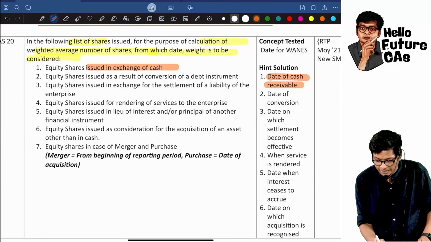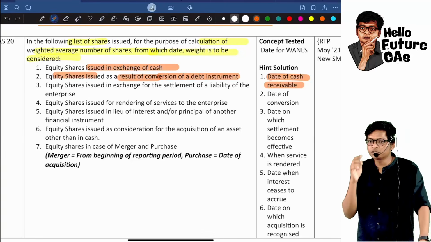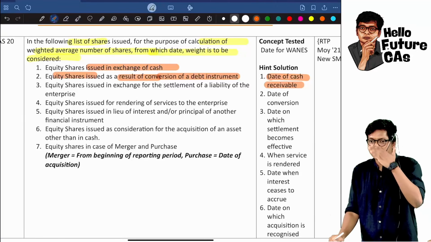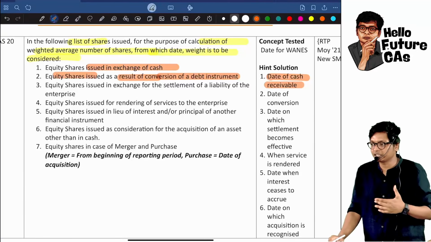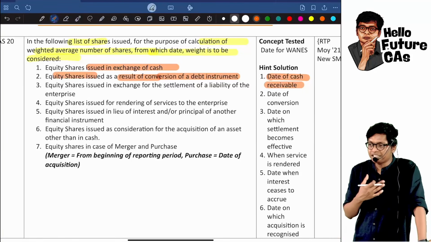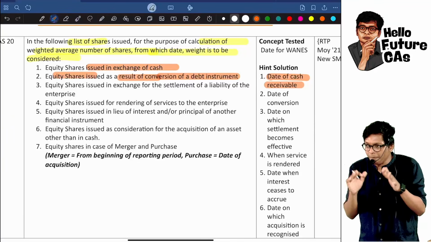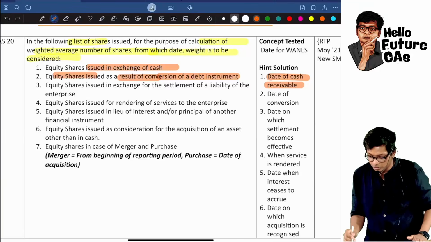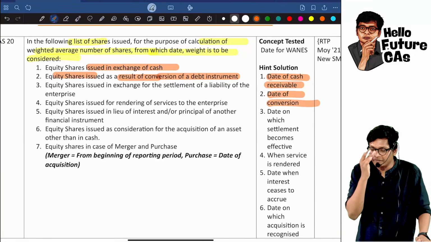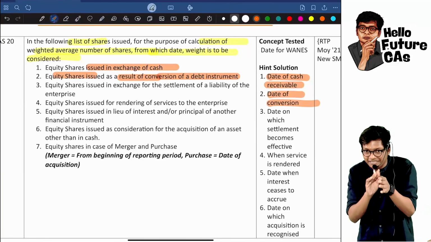Second, equity shares as a result of conversion of debt instrument. Now, when debt is converted to equity, they might give an example. Debentures are converted to equity shares. From which day should I take that conversion? Very simple. As long as something is a debt, I will pay interest. When you stop paying interest, it becomes equity. Correct? Look at this. Basically, date of conversion. Until the date of conversion, interest will be paid. So on the date of conversion, from that day I will compute weights.